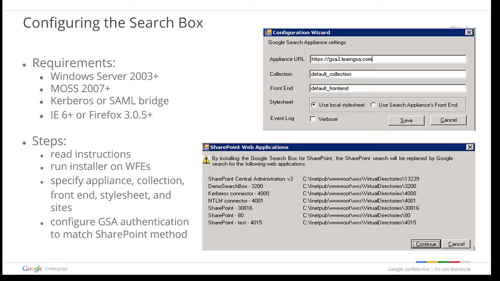During installation, you'll specify which sites use the search box, the GSA URL, the collection and front end to use, and whether results should be formatted using a local style sheet or the XSLT of the front end on the GSA that you specified.